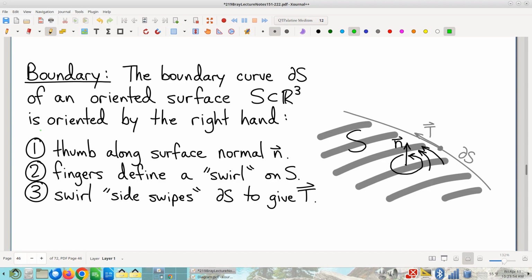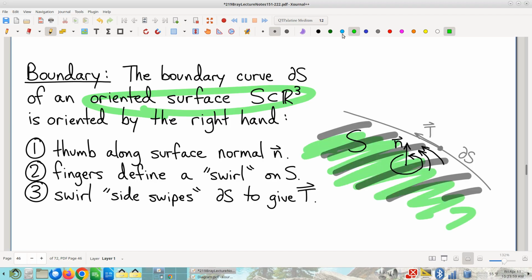Okay, so the big idea, if you have an oriented surface, and keep in mind, oriented means that it has an orientation vector. And for a surface, an orientation is represented by a normal vector indicating which direction through the surface is to be considered the positive direction through the surface. Okay, so there's my oriented surface. Surfaces have boundaries. The boundary here is a curve. The boundary, of course, is sort of the edge of the surface.